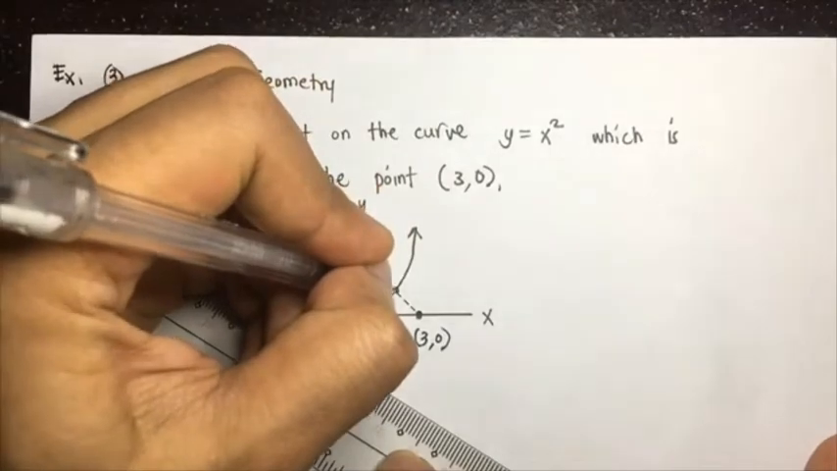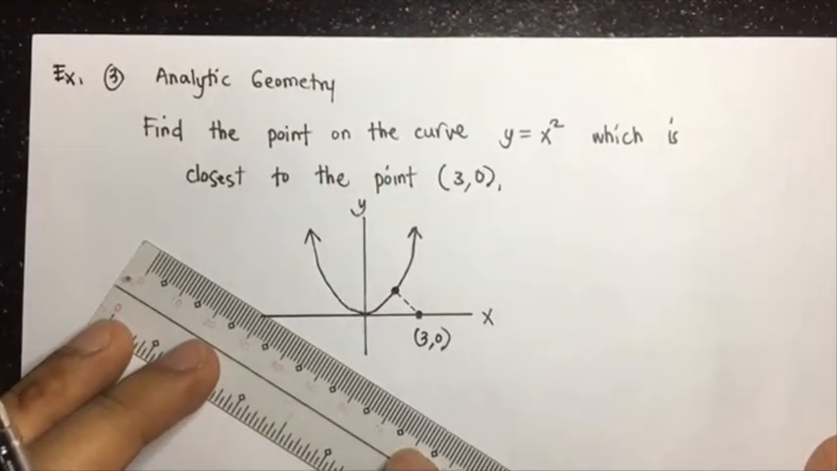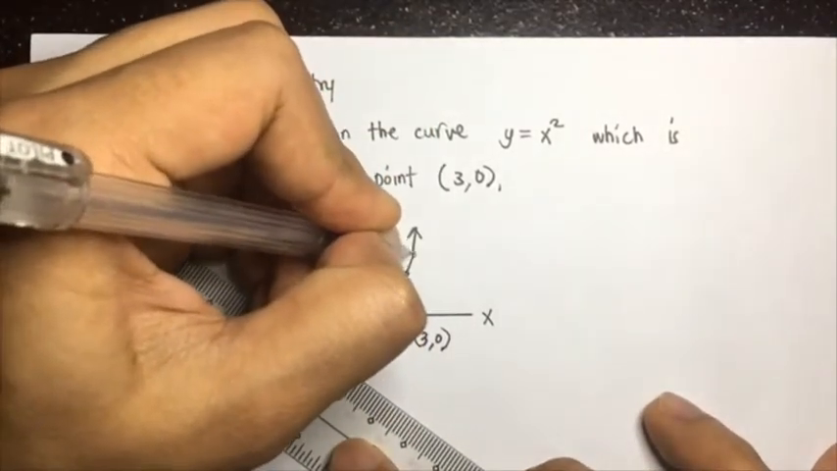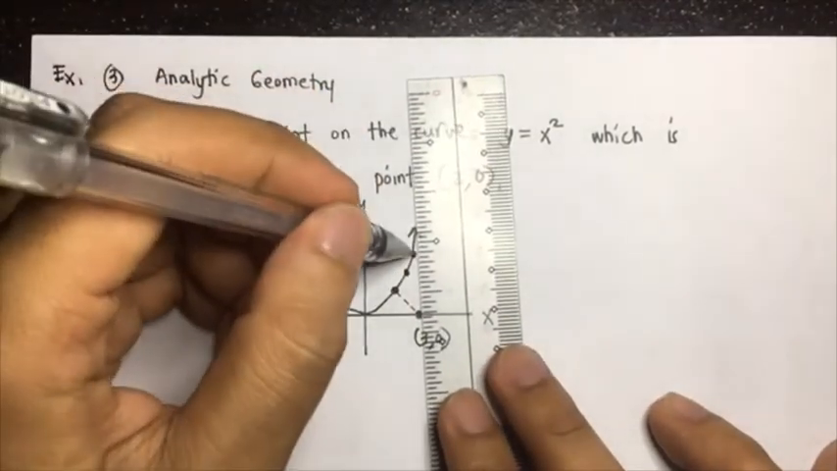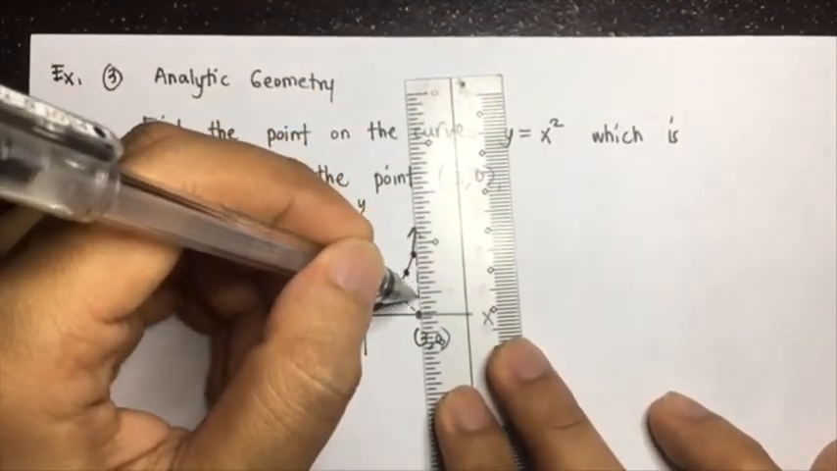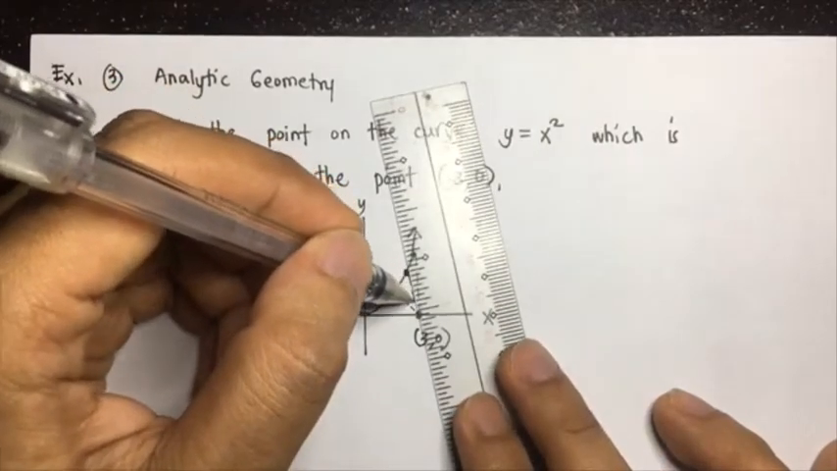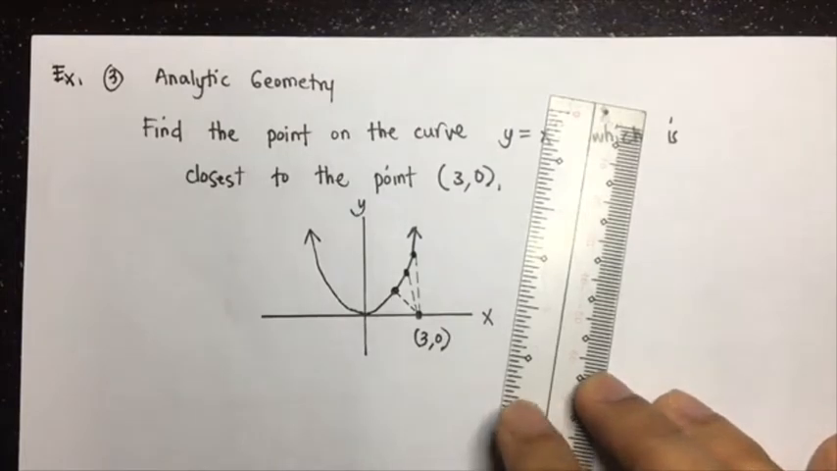So it can have many distances. Depending on the point along the parabola, it could be this distance, or this distance. But we are looking for the shortest distance. Okay, so what is the shortest distance?